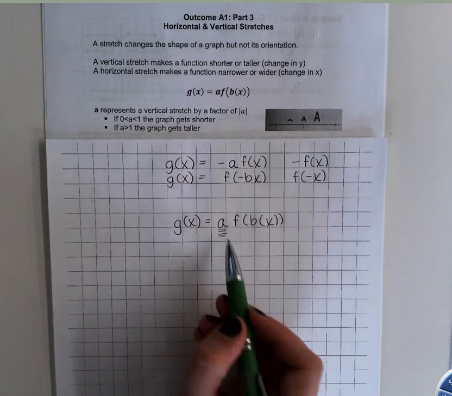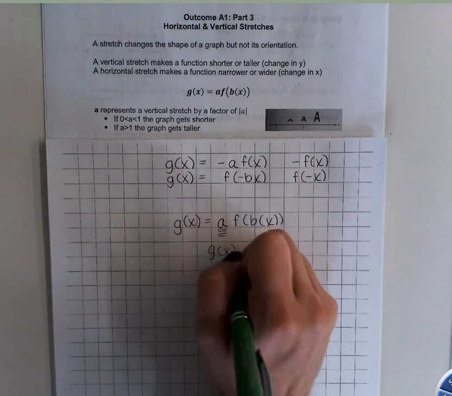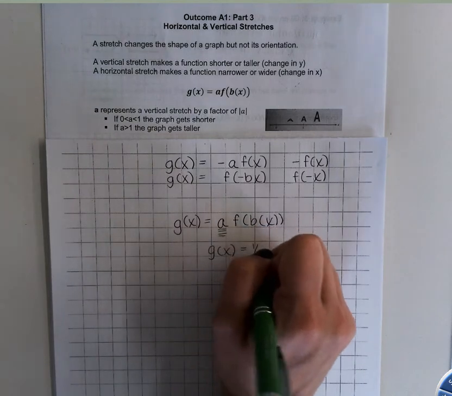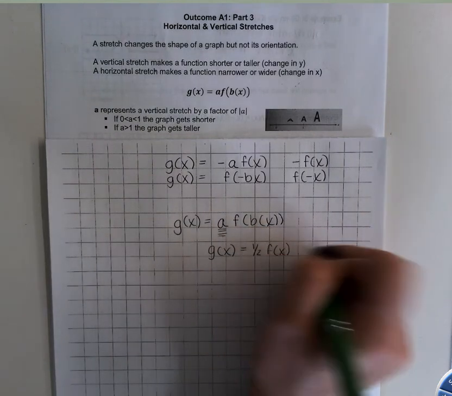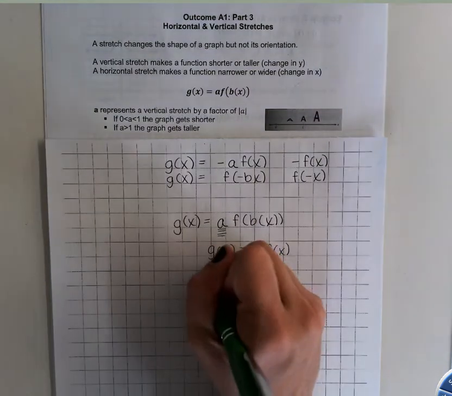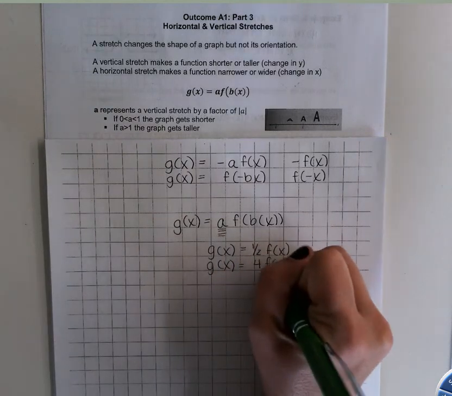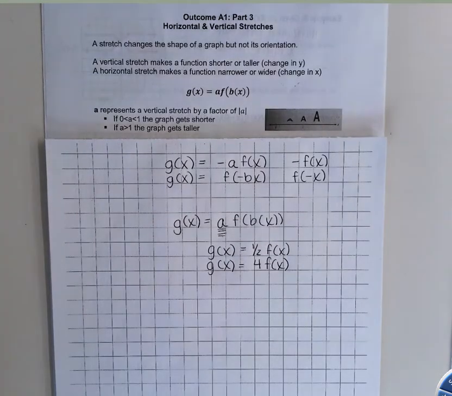So for example, if we had g of x equals 1/2 f of x, it means the y values are being split in half, so the graph would get shorter. Whereas g of x equals 4 times f of x means the y values are being multiplied by 4, or the graph is getting taller.